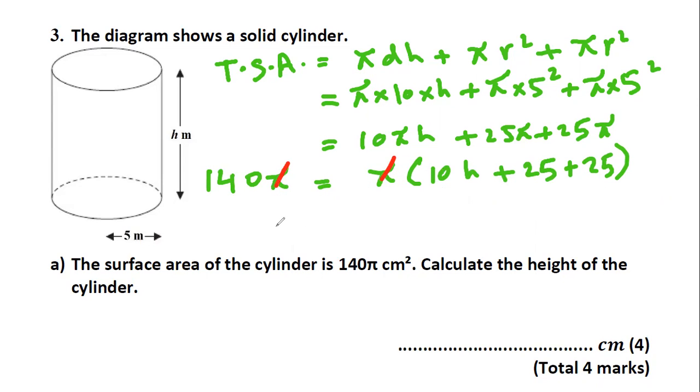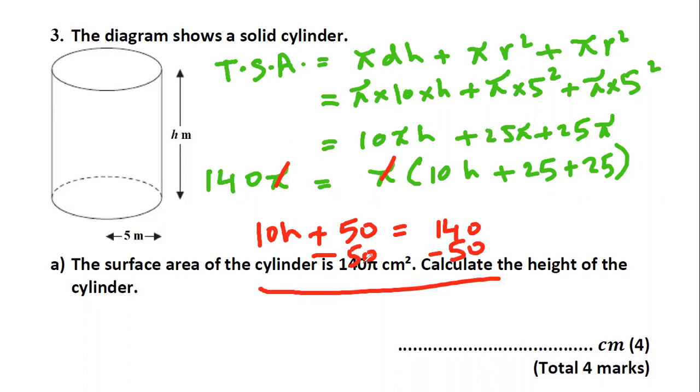So which means 10h plus 25 plus 25, which is 50. This must be equal to 140. I can take away 50 from either side, and that will give me 10h is equal to 90. Then I can divide both sides by 10. That will give me h is equal to 9, as 90 divided by 10 gives me 9. So the height of this cylinder is 9 centimeters.